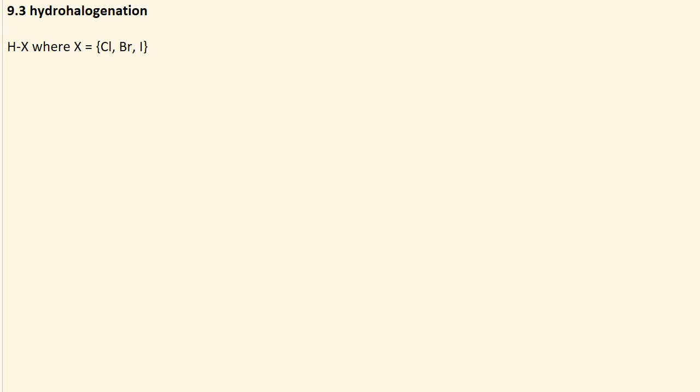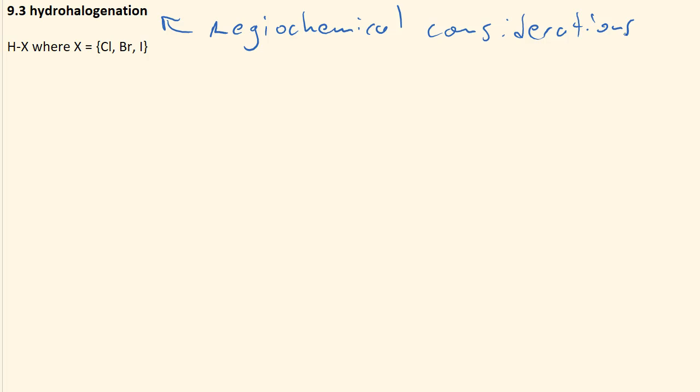Now we're going to look at hydrohalogenation and use it to illustrate some regiochemical considerations. So let's say we do the following reaction. We have an alkene and an HX molecule. Okay. And there are two possible addition products, and they differ where the halogen adds.